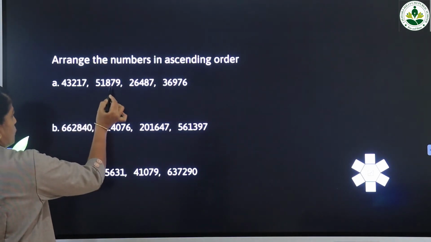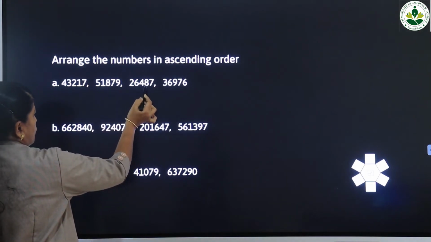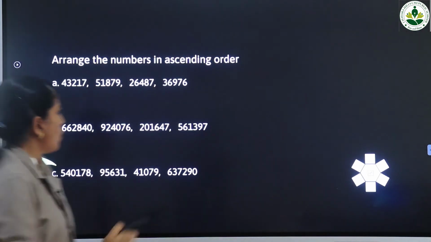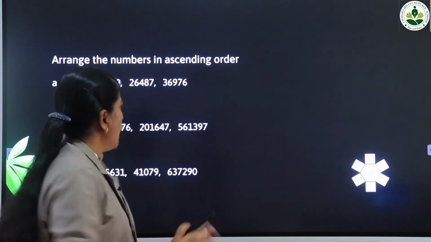1, 2, 3, 4, 5. Therefore, all four numbers contain 5 digits.